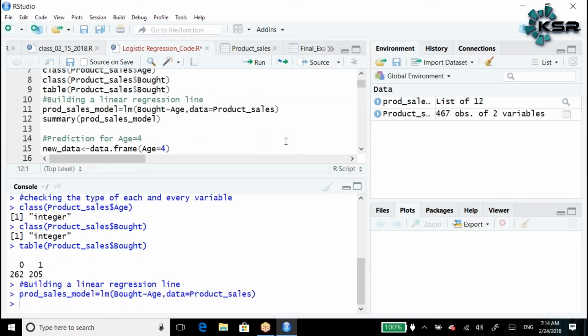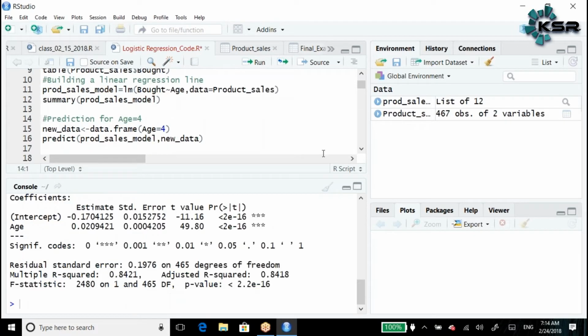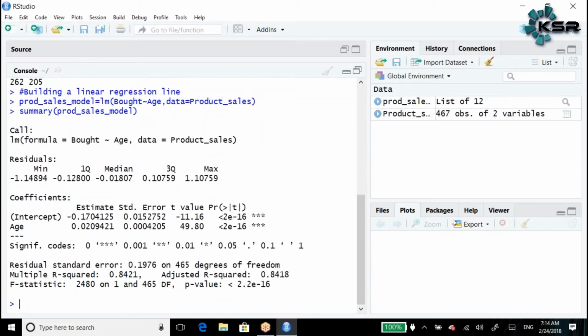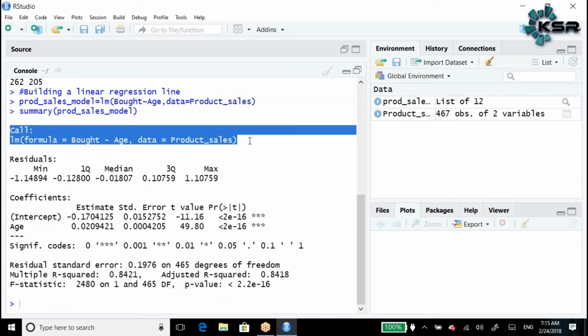Next step will be the summary. So if you look into the summary, what happens? The minimum residual. Here the call is the same thing, as we discussed, which we are discussing daily. Residuals are the minimum value, first quarter, median value, third quarter, and maximum value. Residual is nothing but error. So what is the minimum error? What is the first quarter?